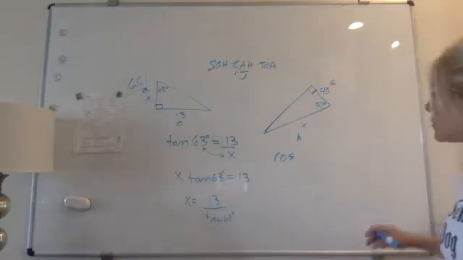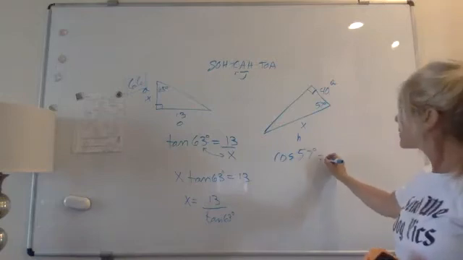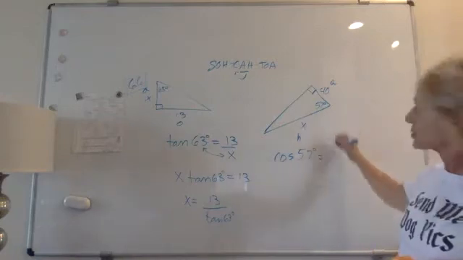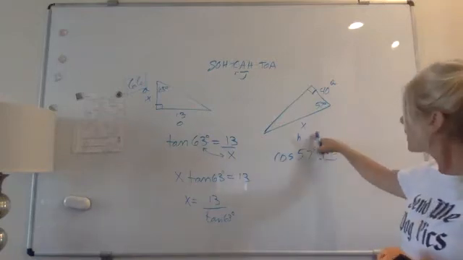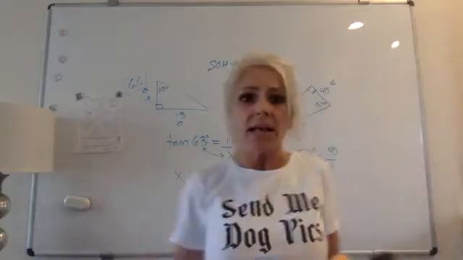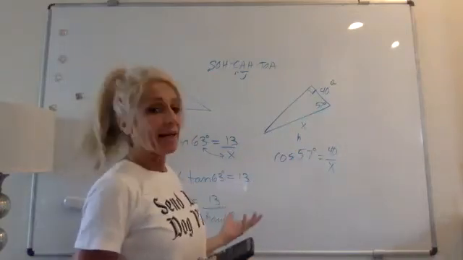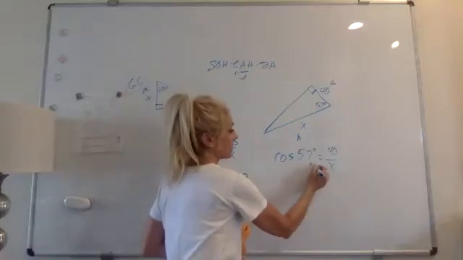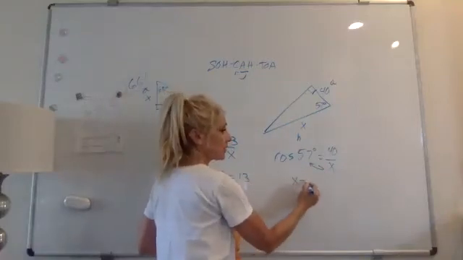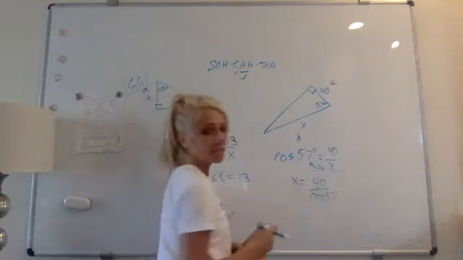I'm tripping on the dog wall. So the cosine of 57 is going to equal my adjacent, which is the 40, over my hypotenuse, which is the unknown. And again, there's really only two things that can happen. The x ends up on the top or on the bottom. And in this case, it's on the bottom. So I'm going to flip-flop these two, and x will equal whatever 40 divided by cosine 57 is.